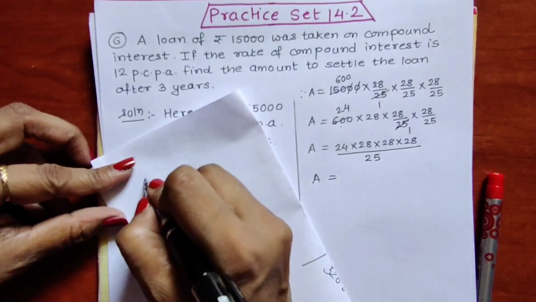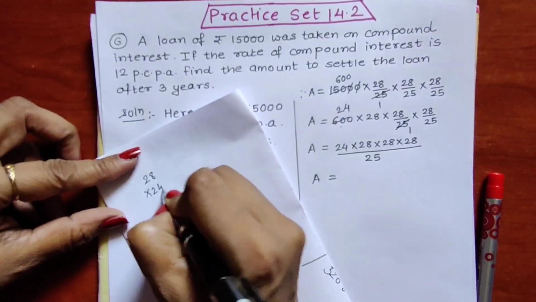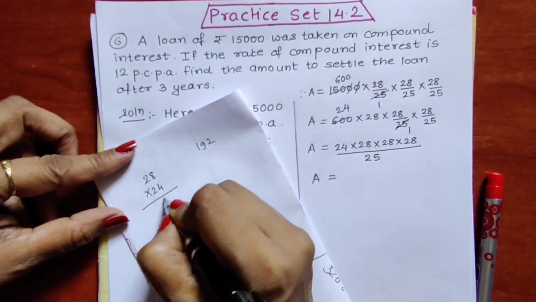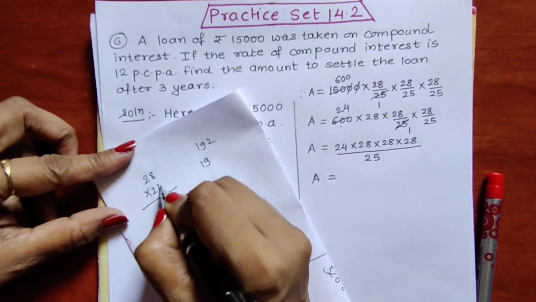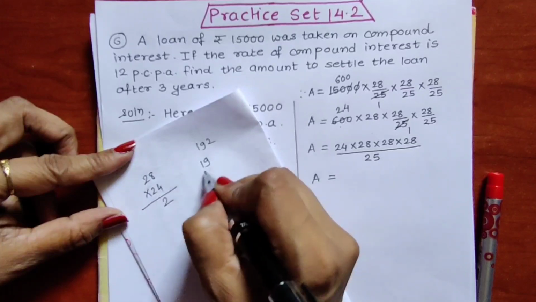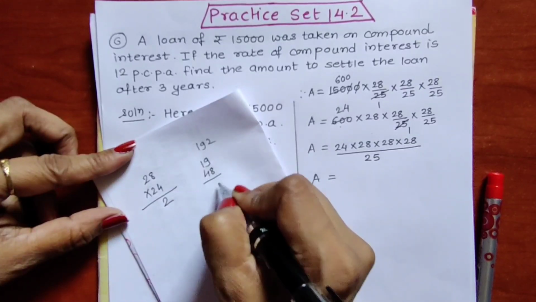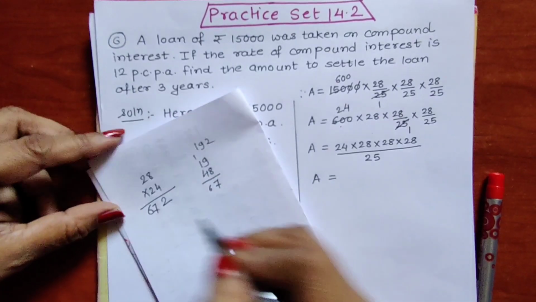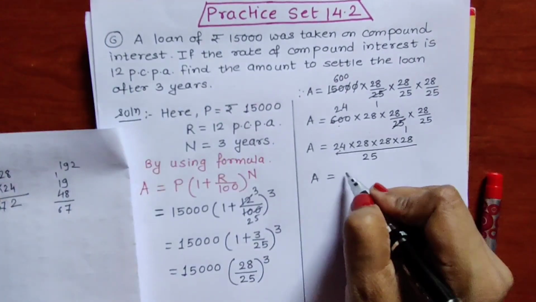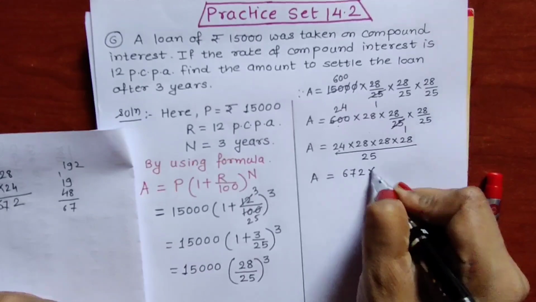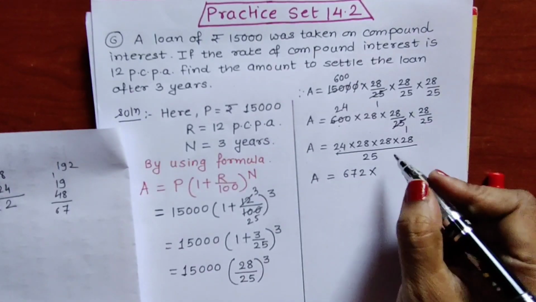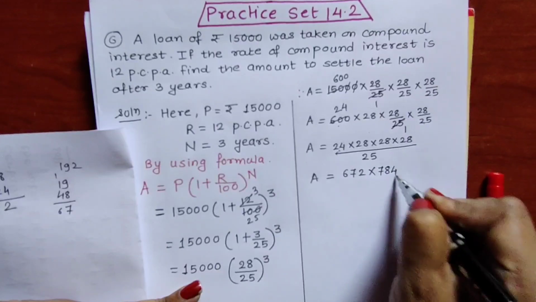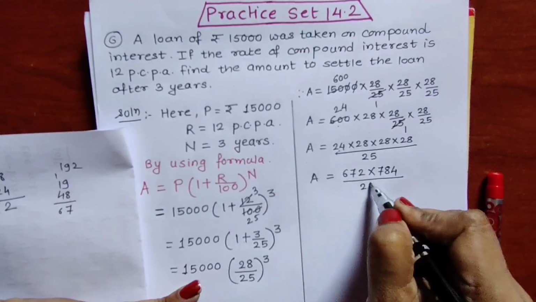So 28 into 24. 24 8s are 192, we all know. So 2 written, 19 carrying. 24 2s are 48. 48 plus 19 is 67, 1 carrying 6. 672 we are getting. So the multiplication of these two numbers is 672, and 28 into 28, that is the square of 28, is 784. Upon this 25 as it is we have to write.